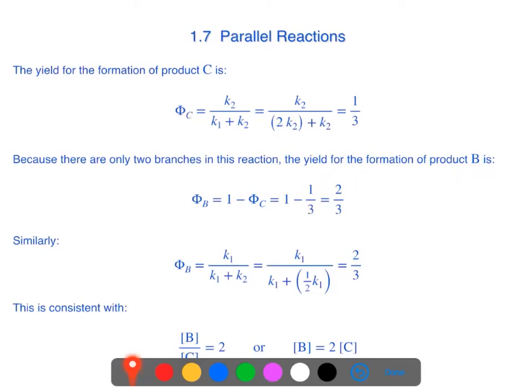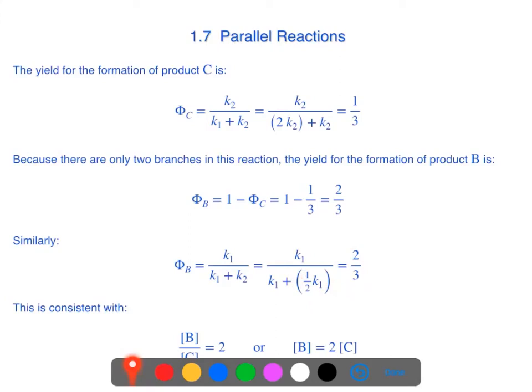Or we can carry out the same calculation that we just did for product C, where we define phi B, the yield with respect to B, as the rate constant leading to the formation of B over the sum of the rate constants. Now our substitution for K2 becomes 1/2 K1. And when we calculate all that out and cancel our rate constant, we're left with 2/3. So either way, we end up with 2/3.